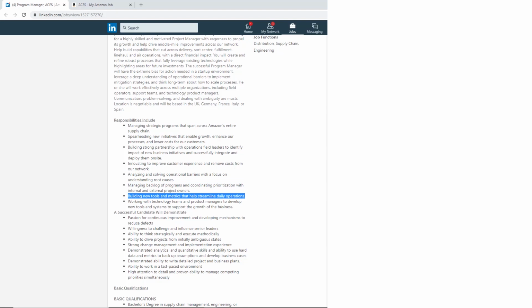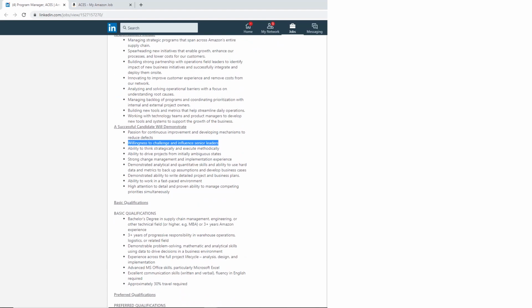Building new tools and metrics that help streamline daily operations. Notice the use of the keyword metric that can be tested within a dive deep context with the following question. Tell me about an interesting metric that you designed to identify and eventually improve something.